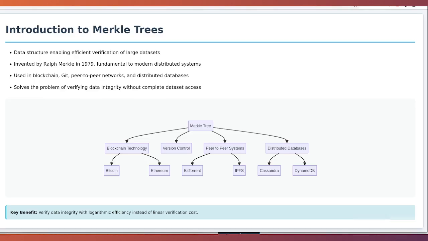Whether you are a developer, blockchain enthusiast, or just curious about data structures, understanding Merkle trees will give you insight into one of the core technologies powering modern distributed systems.